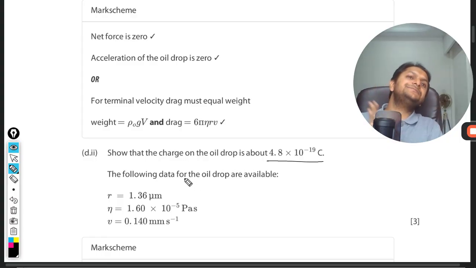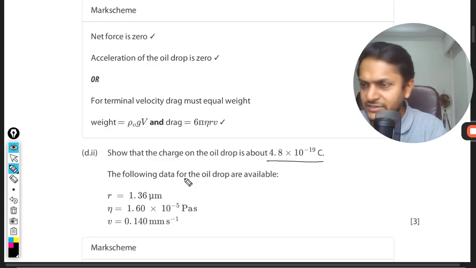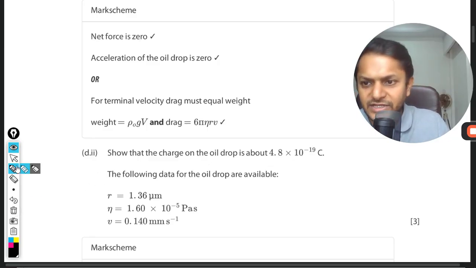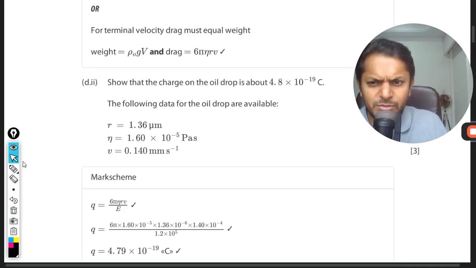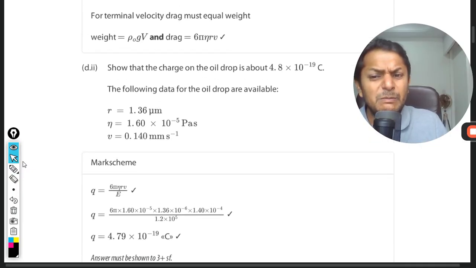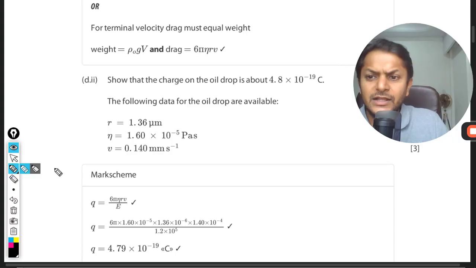Okay, how can we do it? I don't think there is anything that we can do. Let us go for the mark scheme. Now, let me tell you one thing. Q is equal to this.